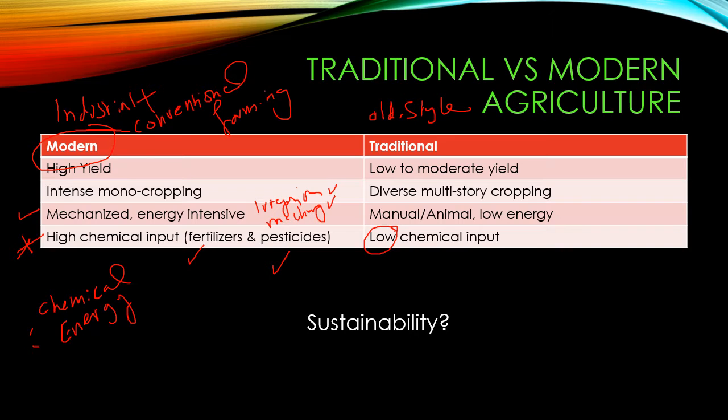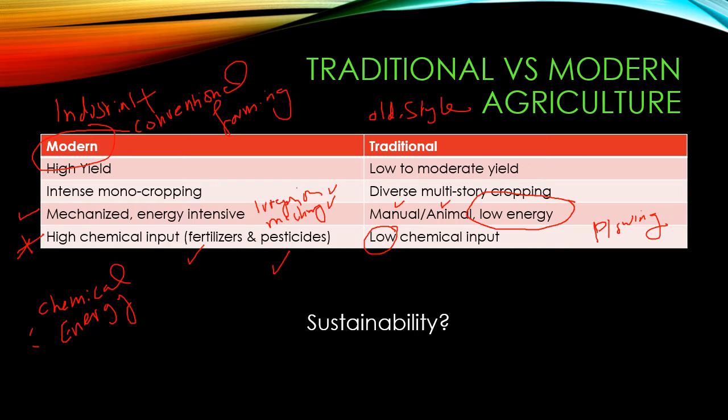On the other hand, the traditional systems don't require much energy. Why? Because most of the operations are done manually or using animals, for example, plowing of the land. So you don't need a tractor here. You need a plow. You have to have an ox or an animal, and that will be the one to be used. A lot of the operations from planting to harvesting also don't require any mechanized operations. It is done manually. So that's why it is low energy input.